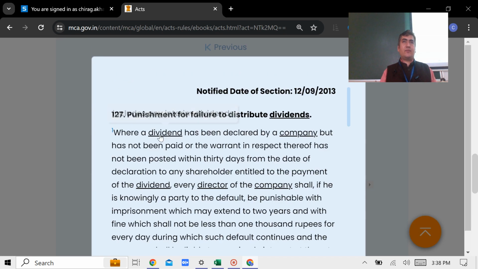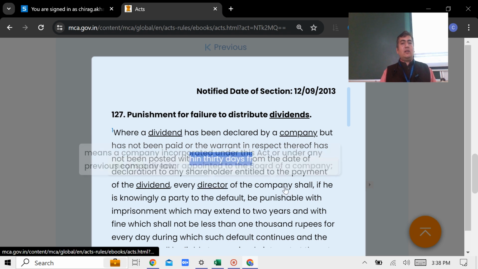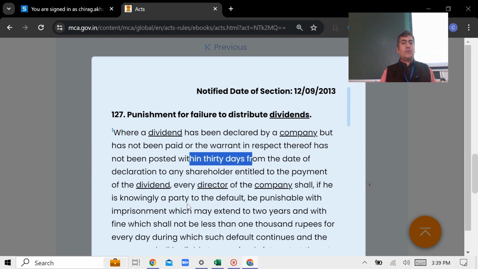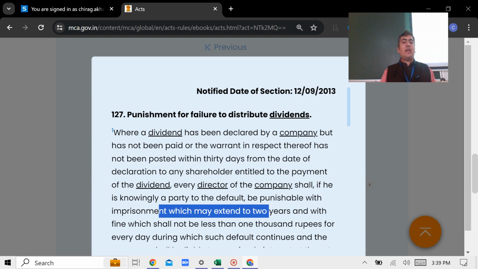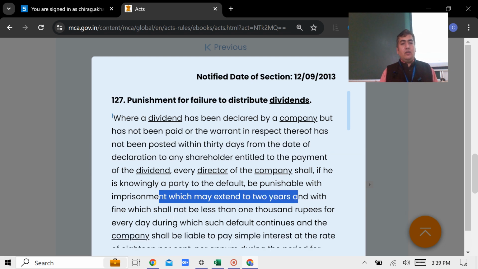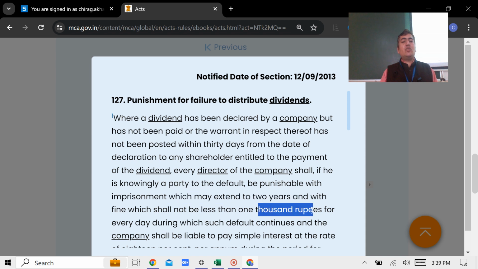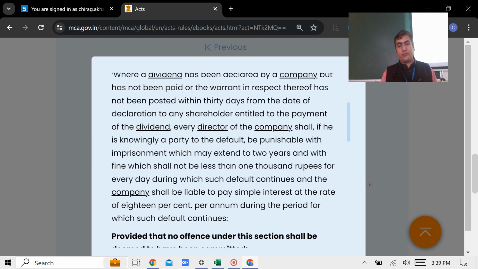Okay, it is written that you have to pay within 30 days, but if you haven't done that, then every director of the company shall be punishable with imprisonment which may extend up to 2 years, and the fine which shall not be less than 1,000 rupees for every day during which such default continues, and company shall be liable to pay the simple interest 18%. ये ठीक है, यहां से क्या क्वेश्चन आएंगे?